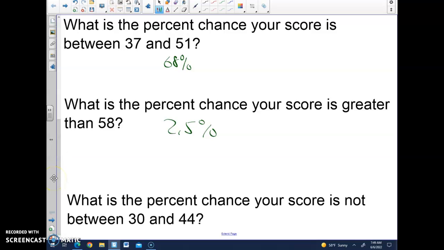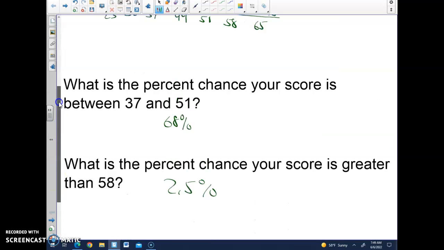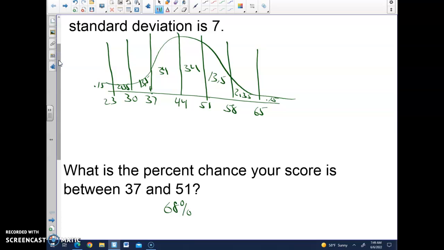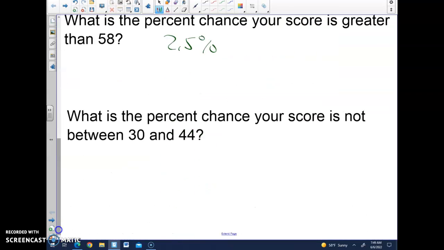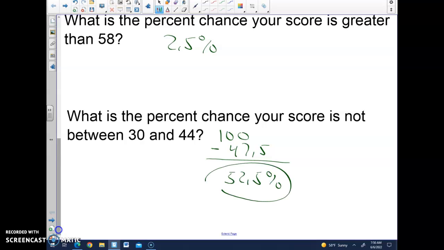What is the percent chance your score is not between 30 and 44? 30 and 44 is 34 and 13.5. That's 47.5. So if I want to know where I'm not between 30 and 44, it's simply 100% minus 47.5%, and that gives me 52.5%. There's a 52.5% chance I'm not going to be in that range.